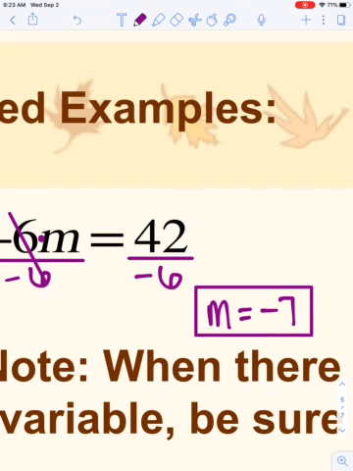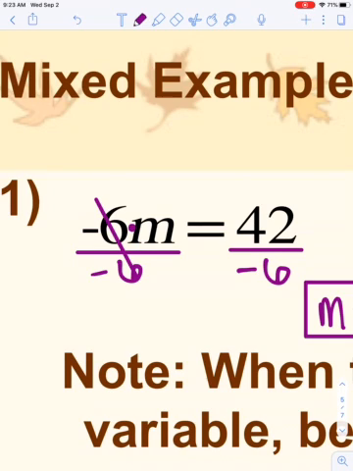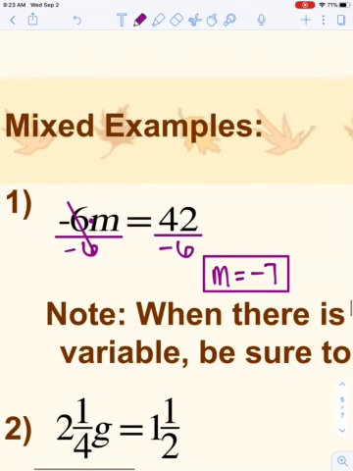Notice on the left-hand side, these negative 6's just canceled. If you divide a number by itself, it just leaves you with the 1, so you don't even need to write it. So the negative 6's just cancel, leaves you with the m by itself, and then 42 divided by negative 6 is negative 7.